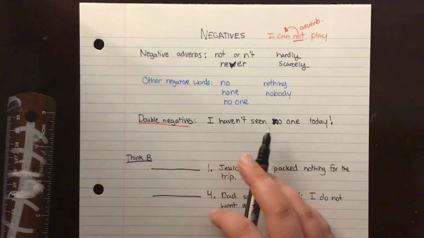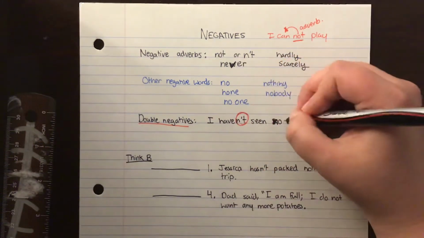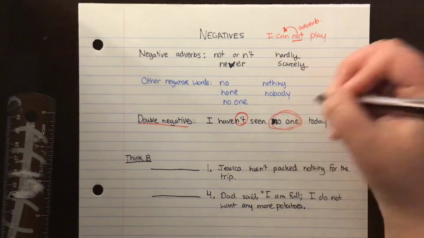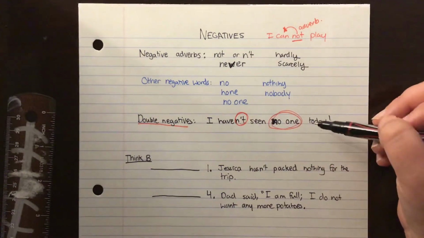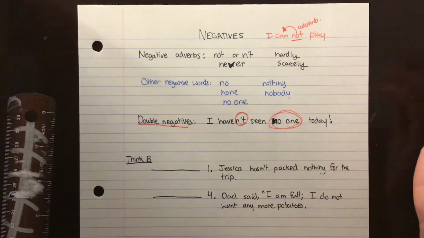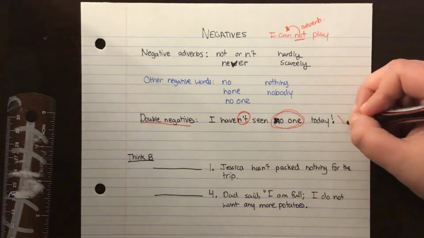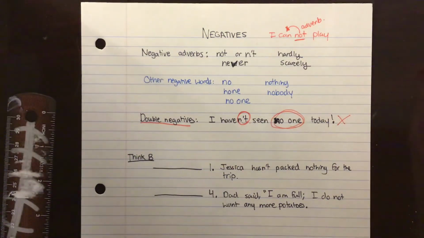Here's an example. I haven't seen no one today. We have the n't, which is a negative, and we also have no one, that is negative. If you haven't seen no one, that means you must have seen everyone, so you're sort of doing the opposite of what you're trying to say. So whenever you see double negatives like this, that is what we call an incorrect sentence. We don't want to say that.